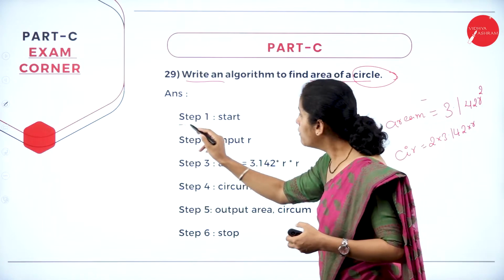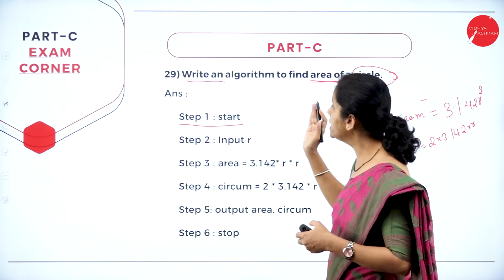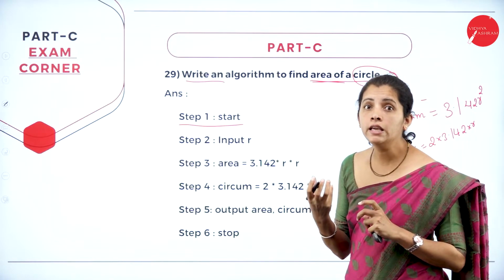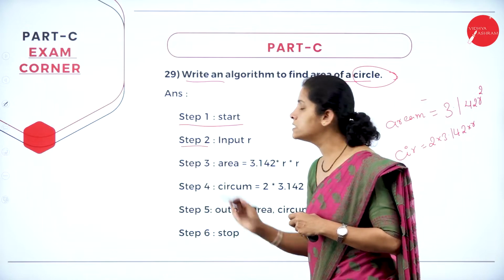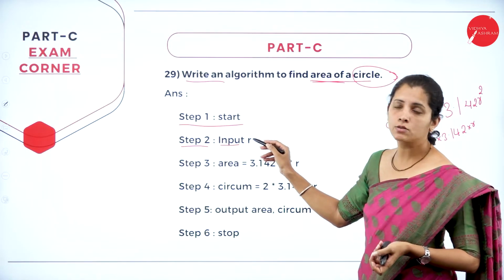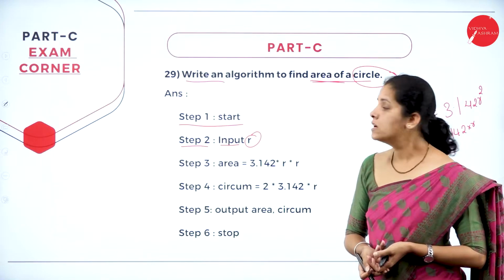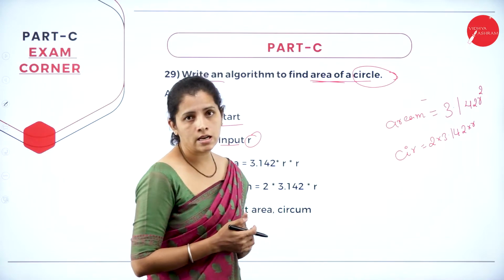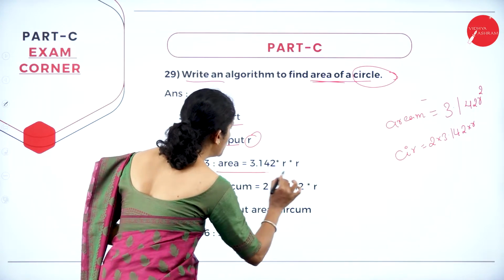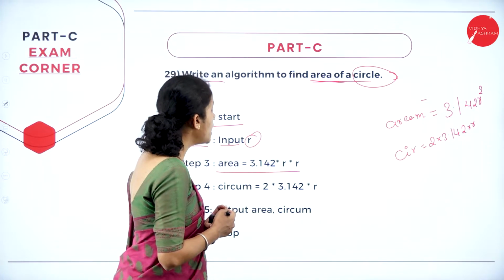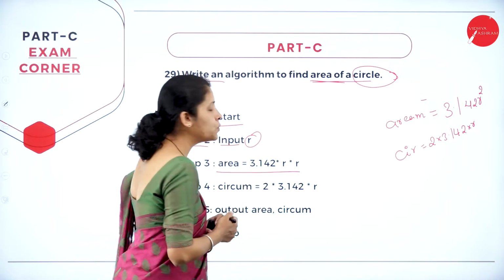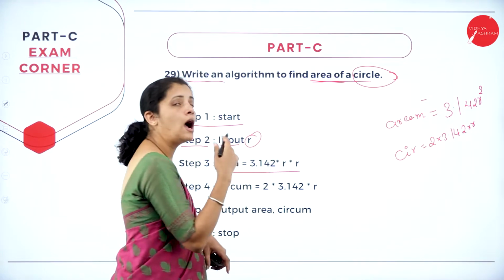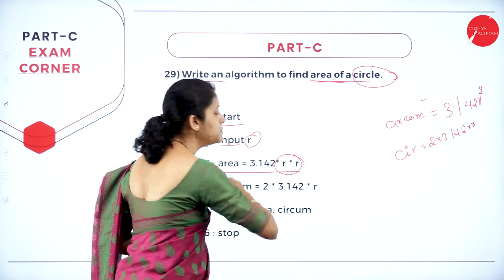Now, I want to write the algorithm. So, at the beginning, I want to write the start. That means I want to indicate that my first step is start. After that, I'm going to read the radius. So here in my second step, I'm going to write input R. So what is R? That is nothing but the radius. Now in my third step, I'm going to find the area of a circle. To find the area of a circle, what's the formula I'm going to have here? That is 3.142 into R square. I cannot write R square. So what I will do? 3.142 into R into R.